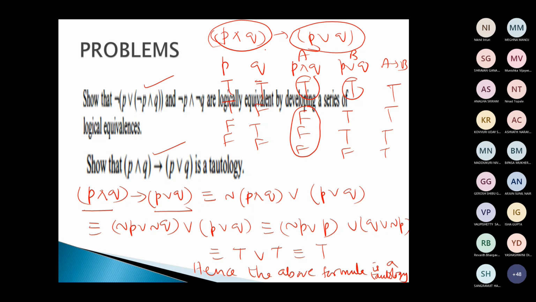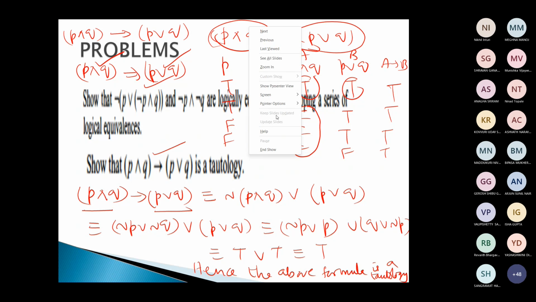That means I can write like this: P and Q implies P or Q, instead of writing a single arrow. If this is a tautology, I can say this implies this. That means whenever this is true, this is automatically true. Okay? No confusion?